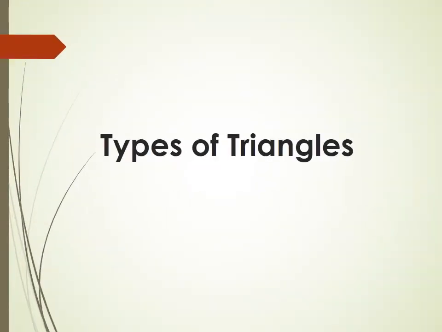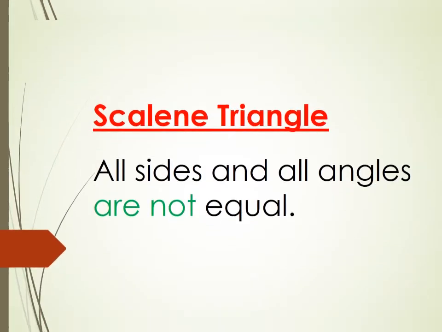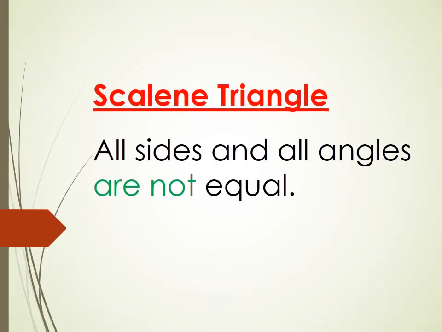We go to different types of triangles. The first triangle is a right-angled triangle, and this is a triangle in which one of the angles is 90 degrees. The second one is a scalene triangle. In this triangle, all sides and all angles are not equal.